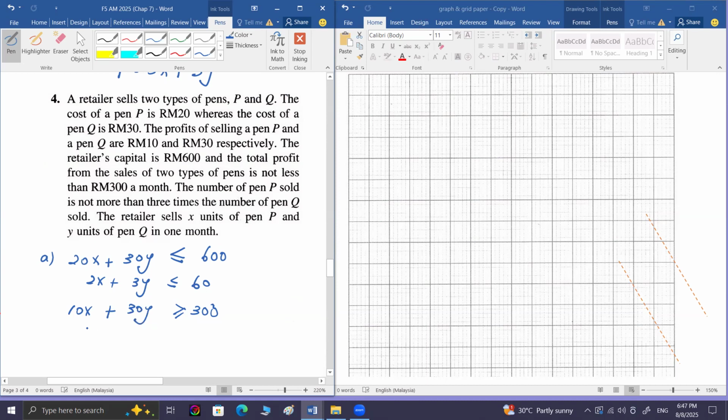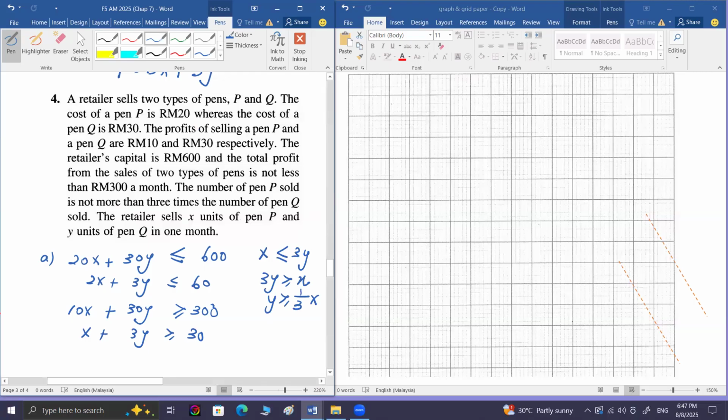Okay, now say we divide by 10, yeah? x plus 3y, that is 30. So the third one is what? The number of pens P sold is not more than 3 times of Q, 3y. And remember, I told you before, try to make y on the left and y positive, yeah? So I turn it into 3y greater than x. Or you can make it y equal to mx plus c, easier for you to substitute later. Yeah, you shift the 3 down.